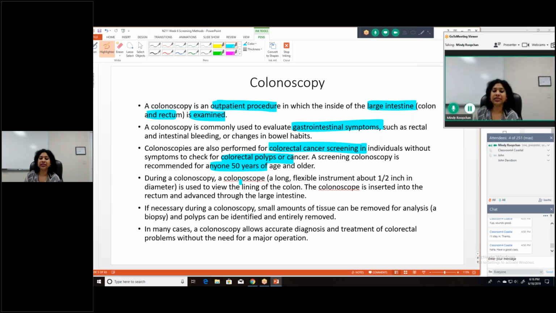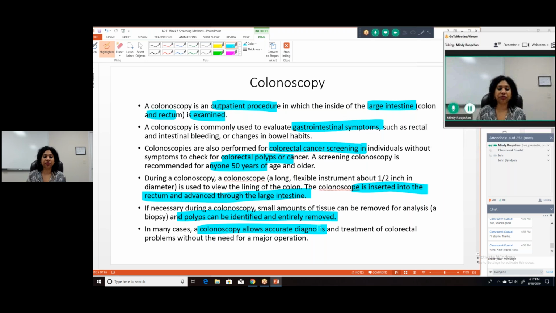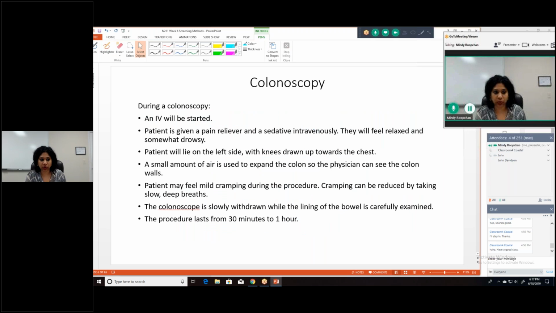So a colonoscope is a flexible instrument that's used to view the lining of the colon. They insert it into the rectum, they advance it to the large intestine, and if it's necessary, they will sometimes remove tissue like a biopsy. The polyps are then identified and entirely removed. So in many cases, colonoscopy allows a very accurate diagnosis and allows us to know what type of treatment for this colorectal problem we may need, depending on what type of operation we might need.